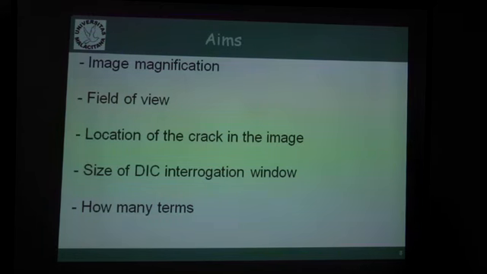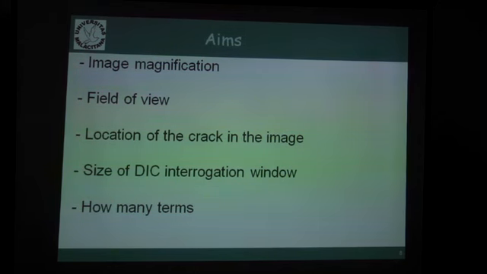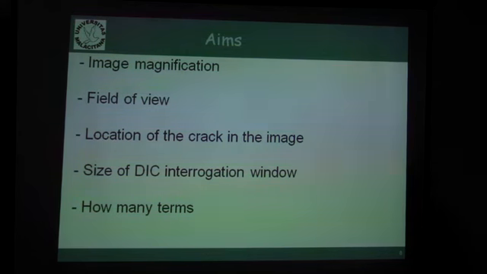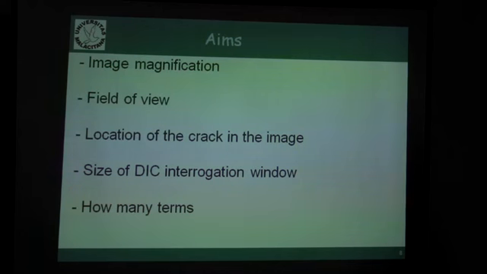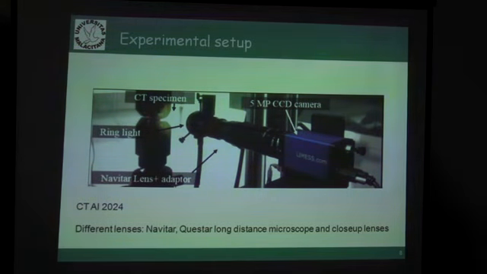So what we are trying to do is see if we can find some magnification level, closely related to the field of view. Also, we are trying to see what's the best place to have the crack tip, inside the image or outside, and other parameters such as the interrogation window size in the image correlation, or in the case of Williams expansion, the number of terms. To do that, we've used a compact tension specimen made of aluminum alloy 2024.